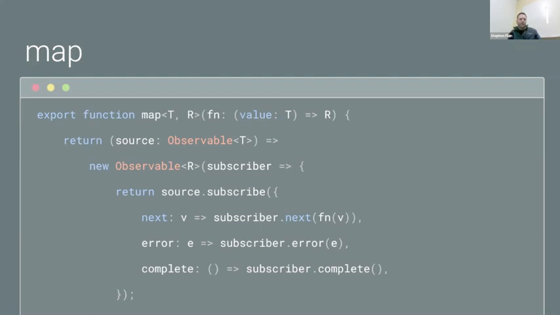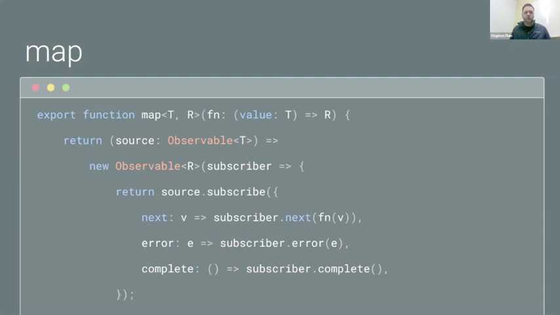And then I'm going to return a function that takes in that source observable and returns a new observable. In that new observable, all I'm doing is subscribing to the source and passing on those values. In the next method, whenever the source observable emits a new value, I'm calling the function on the value and then emitting the result of that function call. Hopefully, once you understand the parameterization at the top and what we're trying to do, taking an observable and returning an observable, this makes some sense.